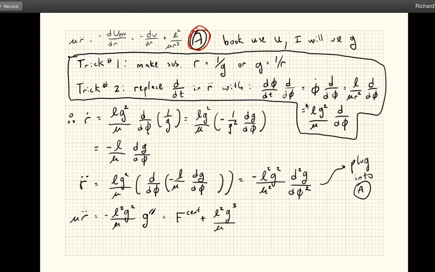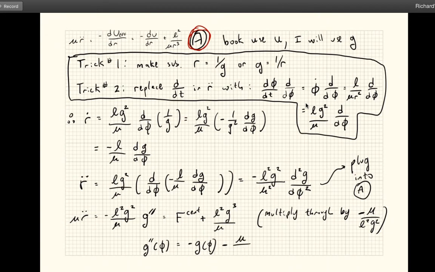Okay, so you're wondering if this is getting anywhere. Now what I'm going to do is just multiply through by minus mu over L squared g squared. Okay, and when I do that, I get this pretty neat equation. Look at this. This side just becomes g, the second derivative of g with respect to phi, and that's equal to minus g of phi, right? That comes from this term. The only thing left is a g, and then you have minus the reduced mass times L squared times g squared of phi. I'm just putting in the phi there to remind us that g does depend on phi, times F, our central force.